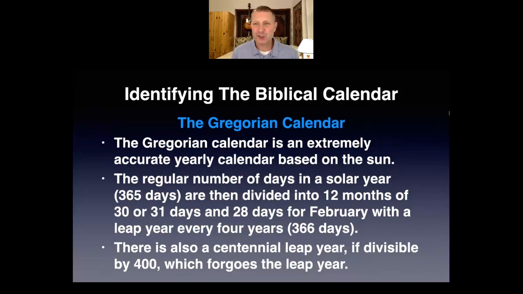The Gregorian calendar is an extremely accurate yearly calendar based on the sun. The regular number of days in a solar year is 365 days, and they are divided into 12 months of either 30 or 31 days and 28 days for February, with a leap year every 4 years, giving it 366 days. There's also a centennial leap year rule: if that year is divisible by 400, it forgoes the leap year, right? So, for example, the year 2000 was divisible by 400, and so there was no leap year that year, and that's the way of correcting the calendar.